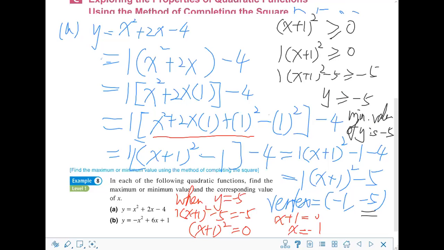Okay? So the corresponding value of x should be -1. The corresponding value of x is -1. It's like this. Okay? And this corresponding value of x will be the h value. And then the minimum value of y will be the k value. So that will be our vertex, (-1, -5). Okay? So that is how we can get the h value and the k value like this.